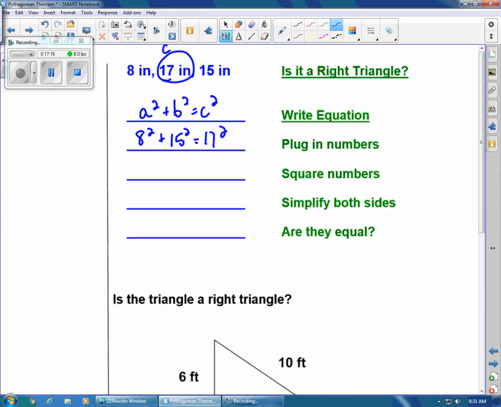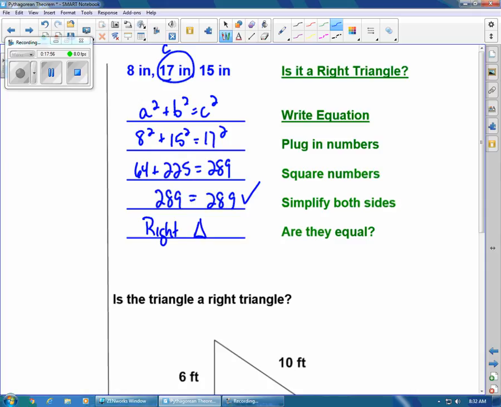Okay, 8 squared is 64. 15 squared is 225. And 17 squared is 289. So does 64 plus 225 equal 289? And yes, they are equal. It is a right triangle.